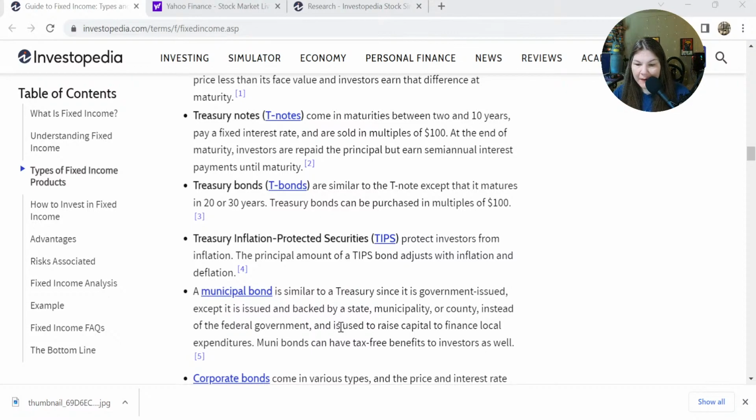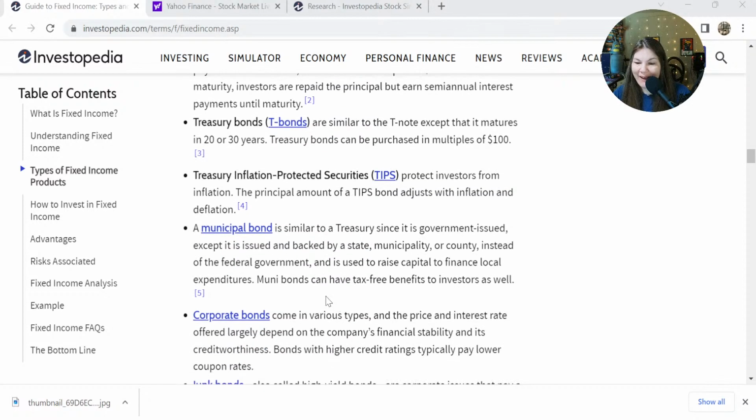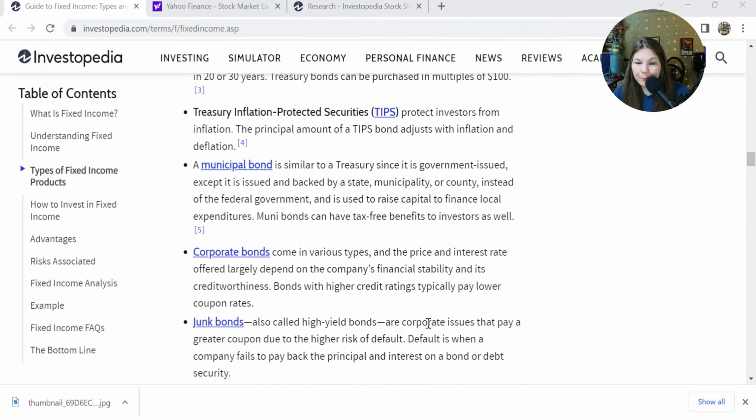A municipal bond is similar to a treasury since it's government issued, except it's issued and backed by a state, municipality, or county instead of the federal government. And it's used to raise capital to finance local expenditures. Muni bonds can have tax-free benefits to investors as well.